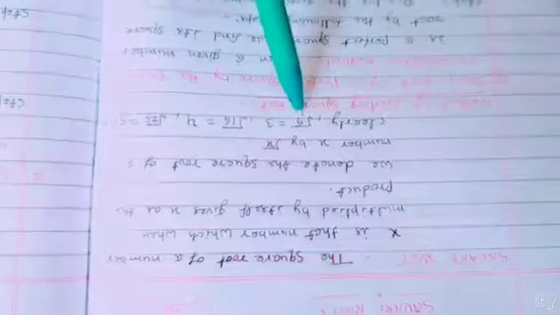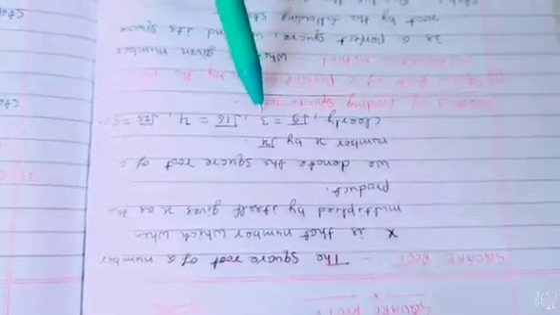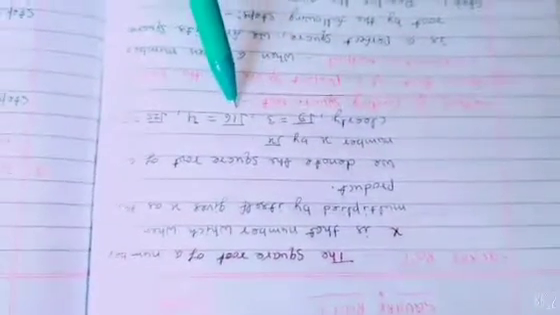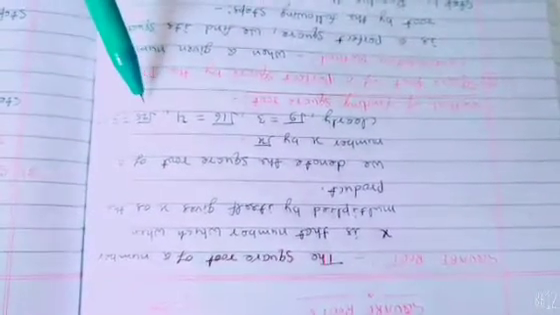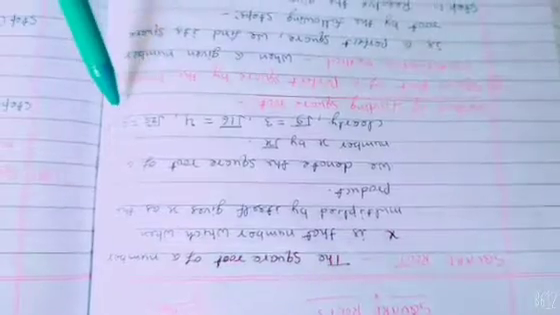Clearly, the square root of 9 equals 3, the square root of 16 equals 4, the square root of 25 equals 5, etc.